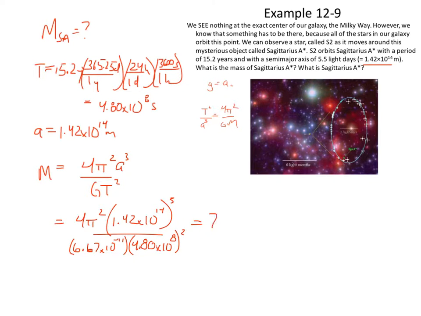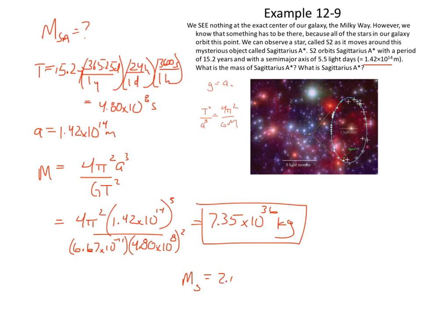7.35 times 10 to the 36th kilograms is going to be our object right here. It's a huge object. Now, as we get into these exponents, the numbers start to get so big that you can't really comprehend them very well. But if you keep in mind that the mass of the sun is 2.00 times 10 to the 30th kilograms, and this is times 10 to the 36th, that is on the order of 1,000,000 times more massive than our sun.